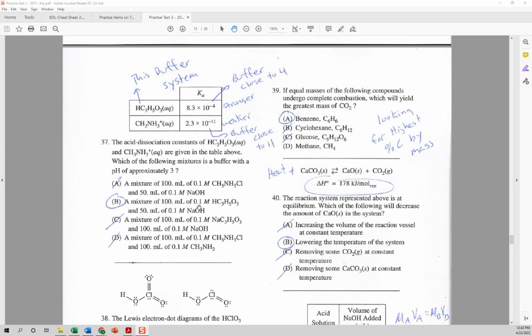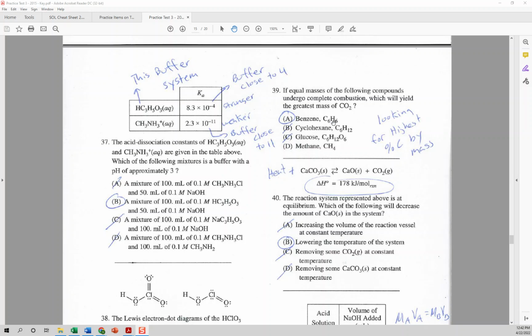All right. So 39. If equal masses of the following compounds undergo complete combustion, which will yield the greatest mass of CO2? So you're looking for an organic compound that has the highest percent carbon by mass. So if you notice, C6H6 versus C6H12, this is going to be higher carbon by mass. If you throw some oxygen into it, that's going to be even less carbon by mass than this compound. So of these three, I know that this has a higher percent by mass. So it comes down to the benzene versus the methane.